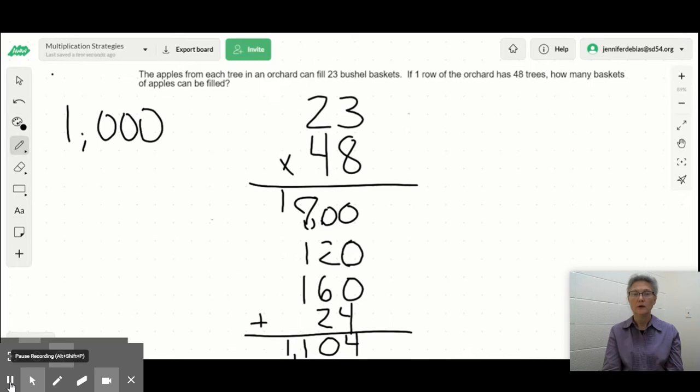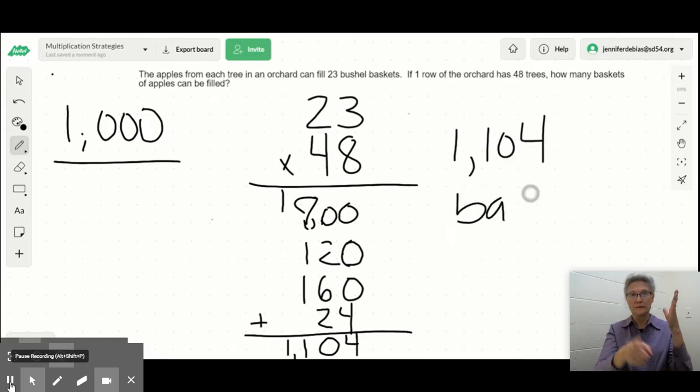1,104. I'm going to take a look back at my estimate, and I see that it's close to the estimate, so I know that my answer is reasonable. So I have 1,104 baskets can be filled.